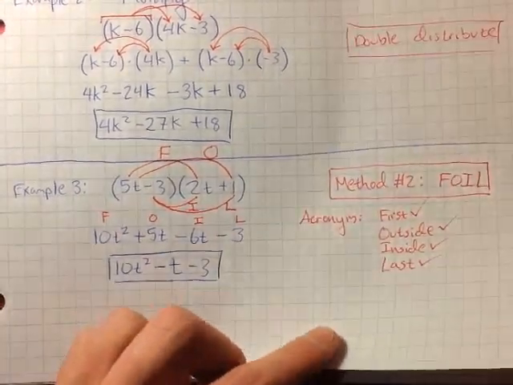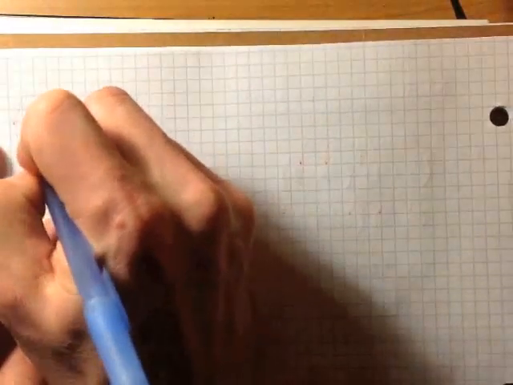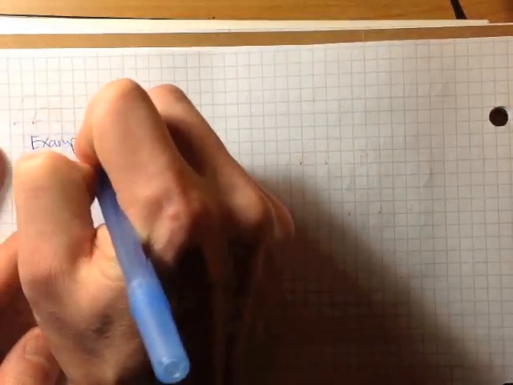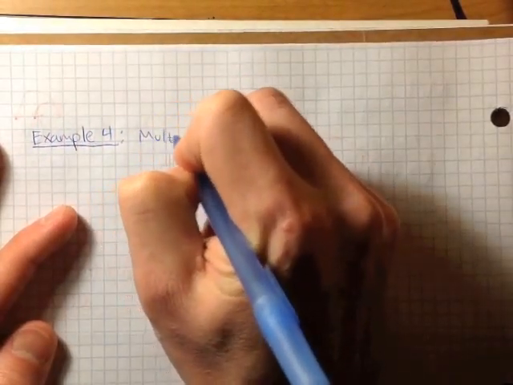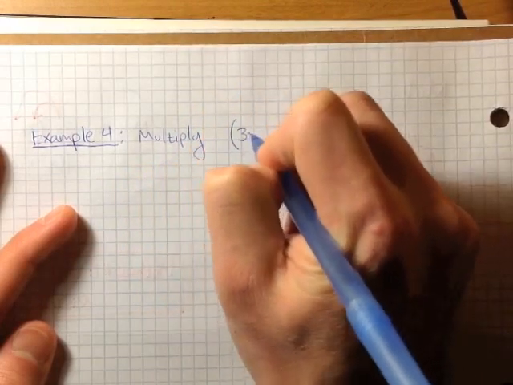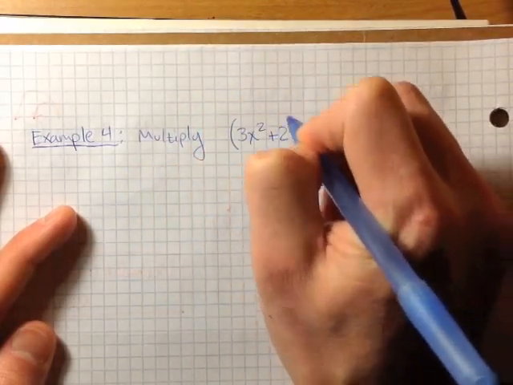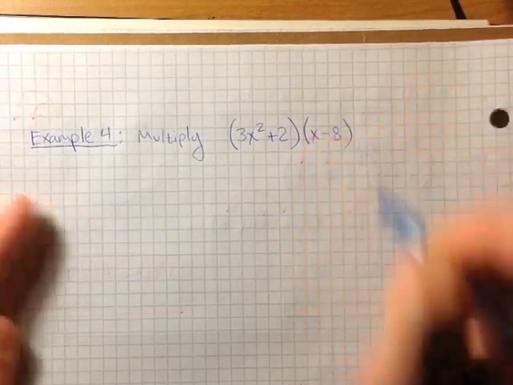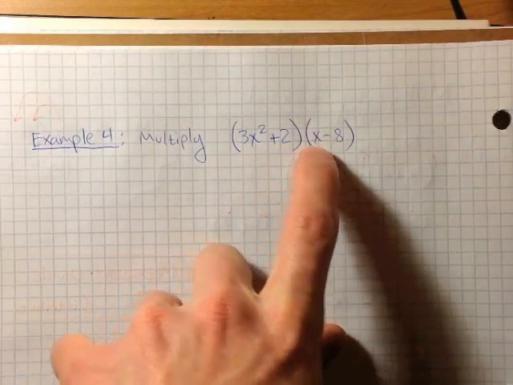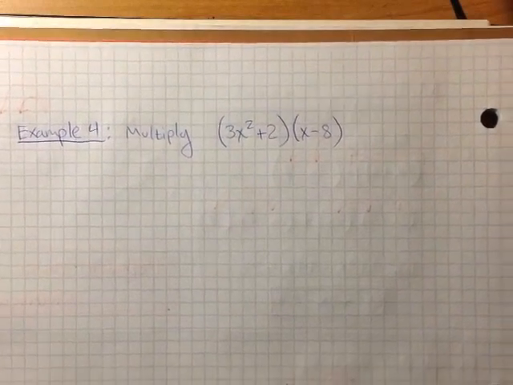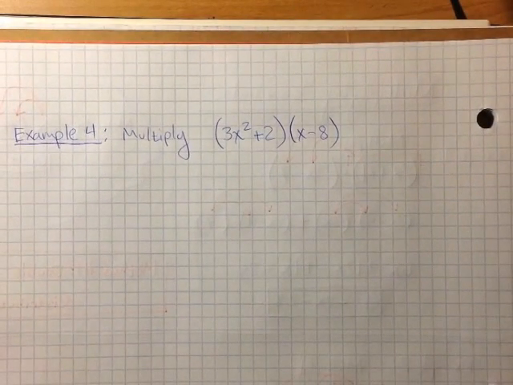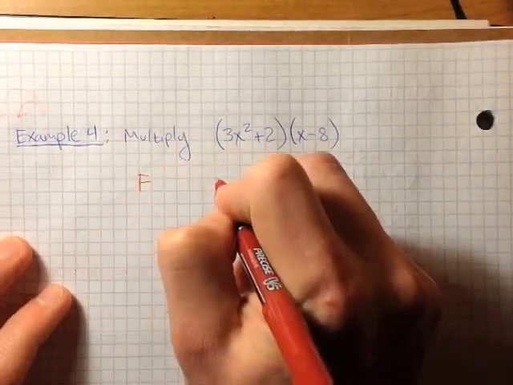Let me do another example of FOIL again. We are cruising along. All right, example 4. Let's say I wanted you to multiply 3x squared plus 2 times x minus 8. Now this is still a binomial multiplied by a binomial because there are 2 terms in each one. Now, let me show you how quick it is to do FOIL. So remember FOIL, F-O-I-L.